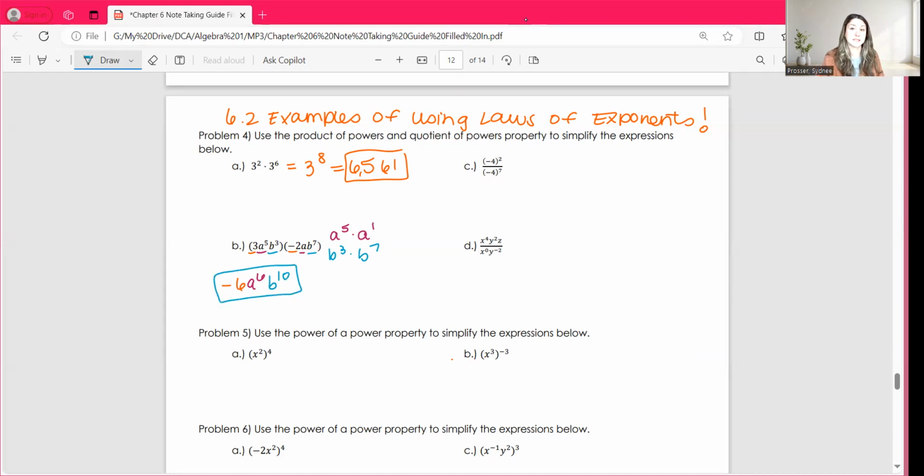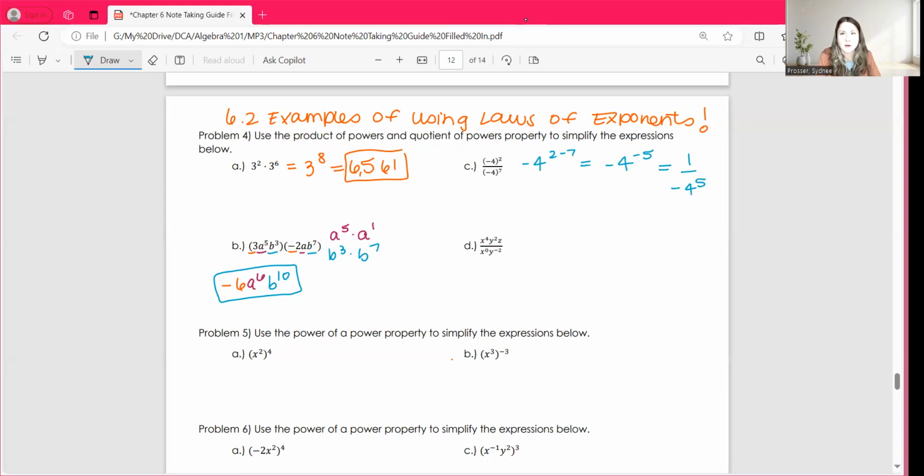Okay, let's check out C. I've got -4 squared divided by -4 to the 7th. Remember, when we are dividing variables, we subtract the exponents. So I'm going to have -4 to the 2 minus 7. That gives me -4 to the -5th. Remember, if I have a negative exponent, we can move it to the denominator and make it positive. So I'm going to have 1 over -4 to the 5th.